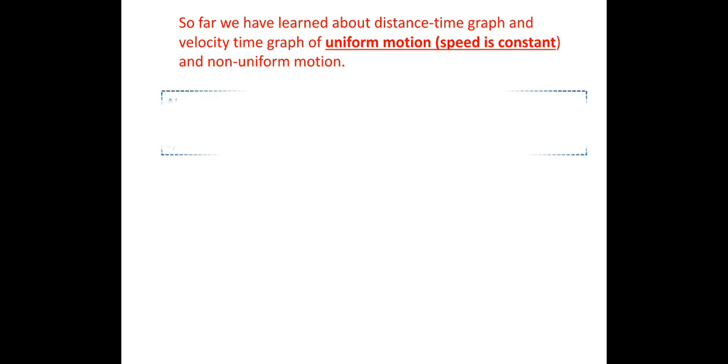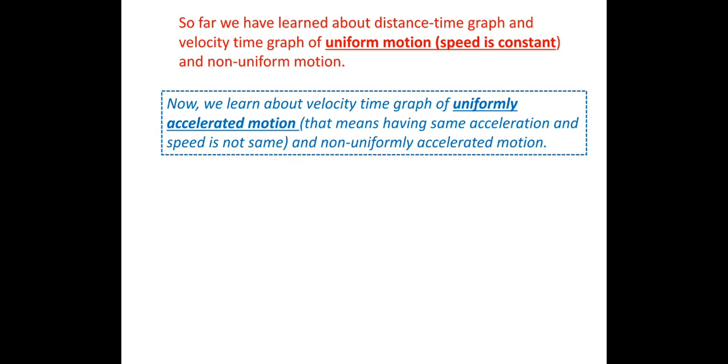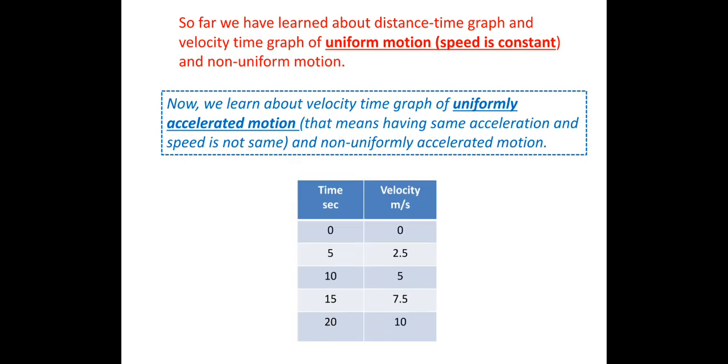In this lecture, what we are going to study about is uniformly accelerated motion, velocity time graph of uniformly accelerated motion. And uniformly accelerated motion means your acceleration is constant but speed is not constant. Your speed or velocity is increasing or decreasing regularly or at regular intervals of time. So both uniformly accelerated motion and non-uniformly accelerated motion we are going to study. Let's start. This is your data that we are going to plot.